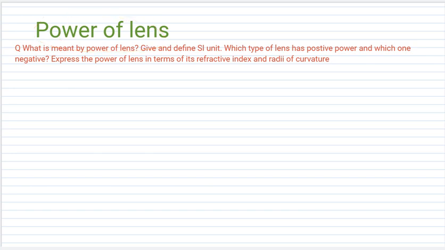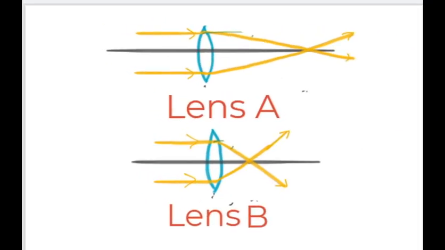Okay, so why do we need to discuss power of lens? Now, look at these two lenses. This is your lens A, this is your lens B. Suppose you have these two lenses. How can we differentiate between them? Both are convex lenses, but how can we differentiate between the two?